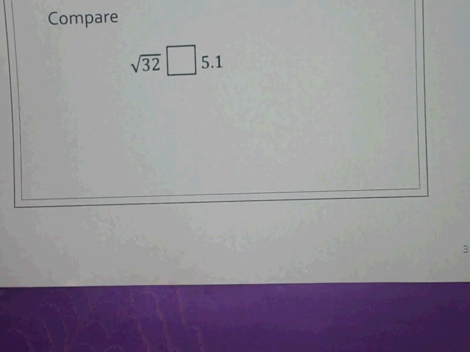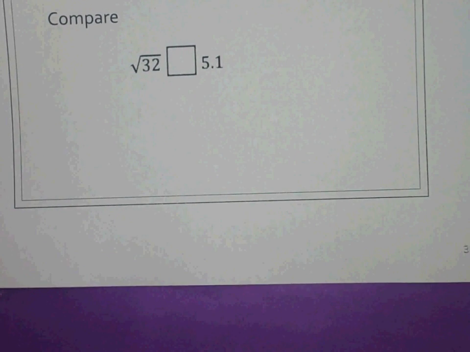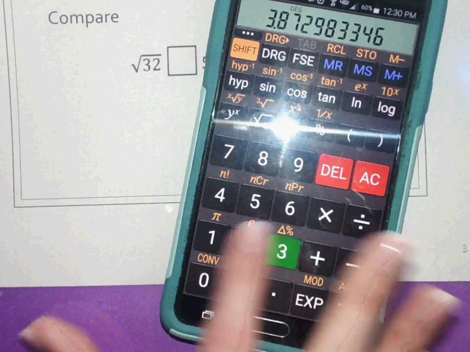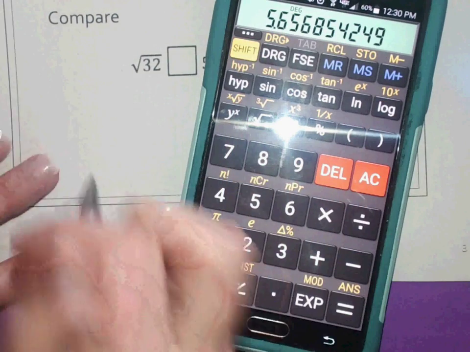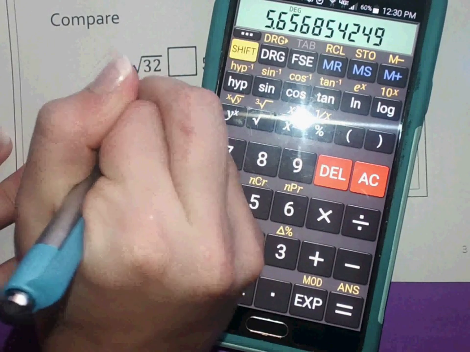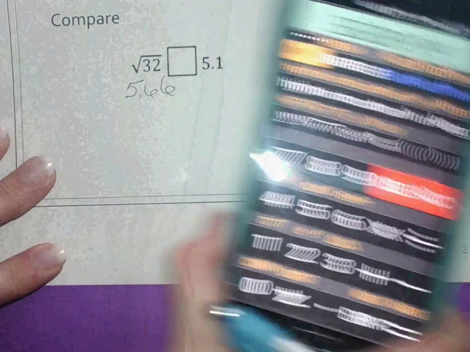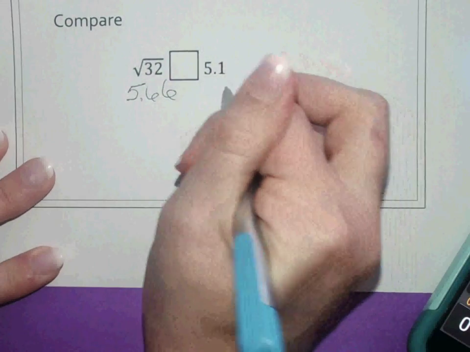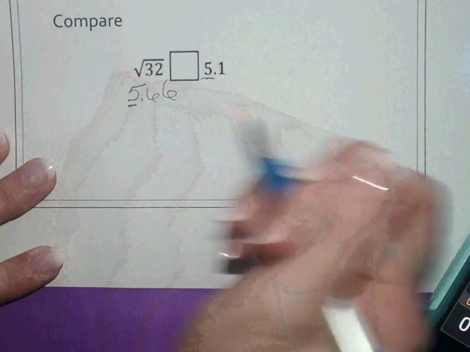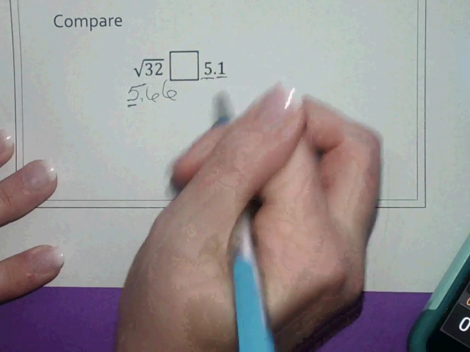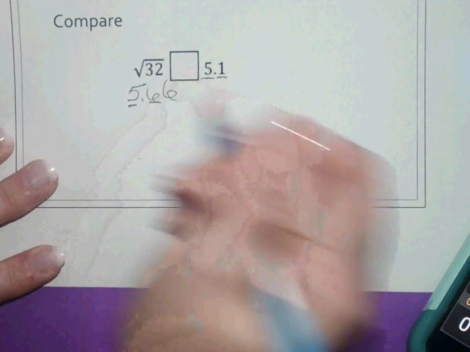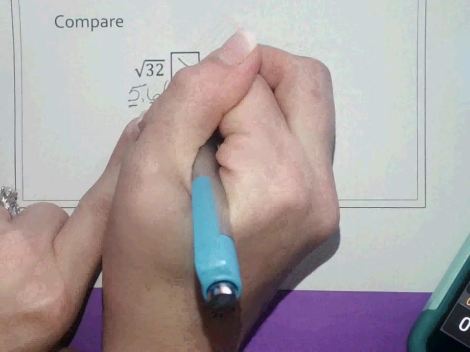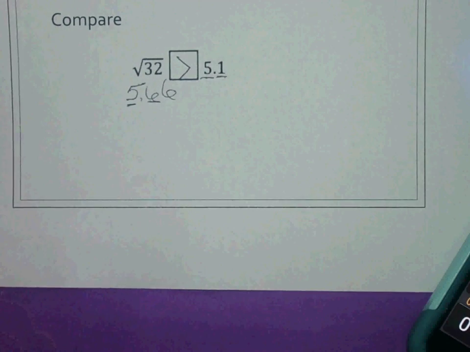What about this one? I've got 5.1 and the square root of 32. So I'm going to take the square root of 32 and I get 5.66. Which one's greater? Well, they both have 5 in the ones place. The next place has 1 compared to 6. Well, the 6 is greater. So my sign is greater than.